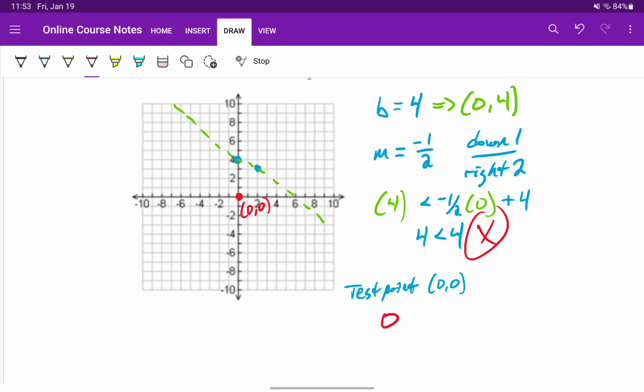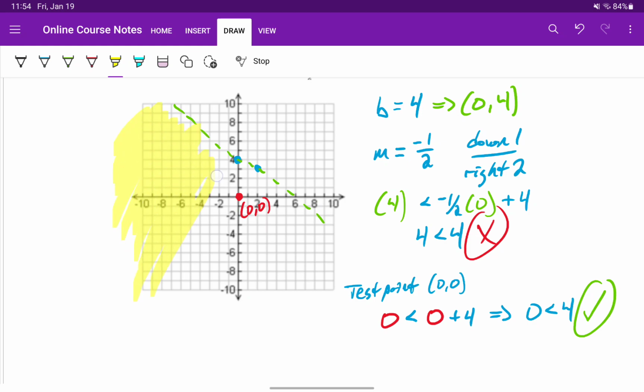We'll get 0 is less than negative 1/2 times 0, which will just become 0, plus 4, or 0 is less than 4. Since that's a true statement, that means all of the points on the same side as (0, 0) will also be solutions to our inequality. So we'll shade the entire region of this graph below this dashed boundary line.